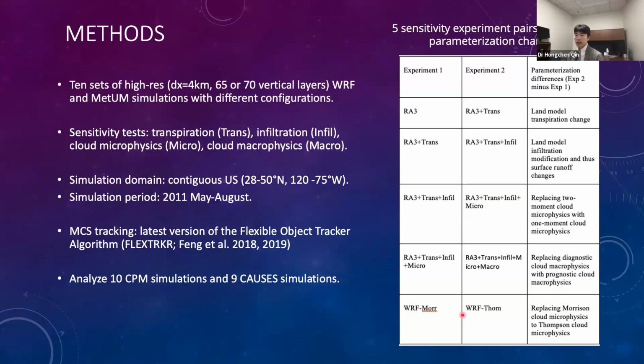The simulation domain covers the contiguous US, 28.50 north, 120.75 west. The simulation period is from May to August of 2011, given the computational cost. The MCS tracking was done by the FLEXTRKR algorithm, which is well documented in the 2018-2019 papers. We analyzed these 10 CPM simulations alongside 9 coarse-resolution climate model simulations.